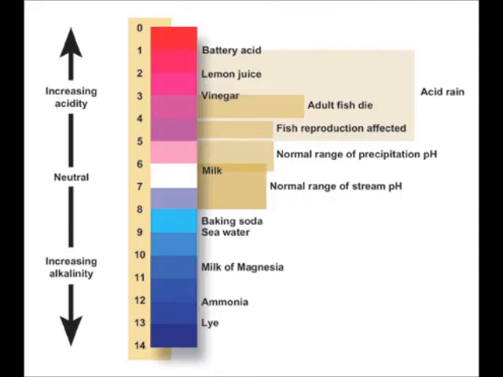The acidity is measured on a pH scale. Water is at pH 7, neutral. The lower you go down the scale, the more acidic it is, in multiples of 10. For example, pH 6 would be 10 times as acidic as pH 7.